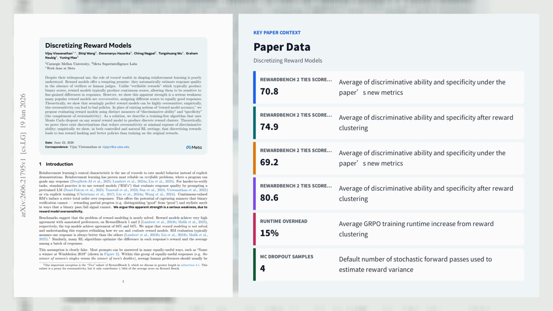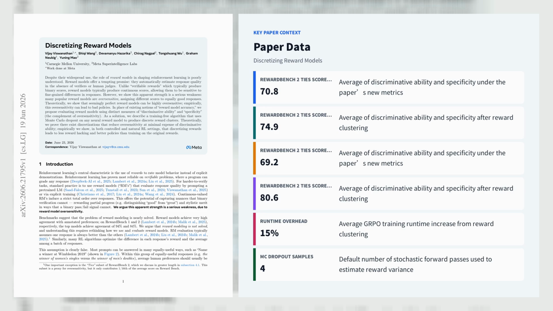Let's explore the second paper, Discretizing Reward Models. Discretizing Reward Models, from Carnegie Mellon University and Meta Superintelligence Labs, argues that continuous reward models can be dangerously oversensitive. They often assign different scores to responses that are equally useful, which creates exploitable reward gradients in RLHF. The paper separates reward quality into discriminative ability and specificity, showing that popular models such as Skywork 5.1, Skywork 5.2, GRM, and ARMO-RM can score highly on standard benchmarks, yet still fail this tie-sensitive criterion.